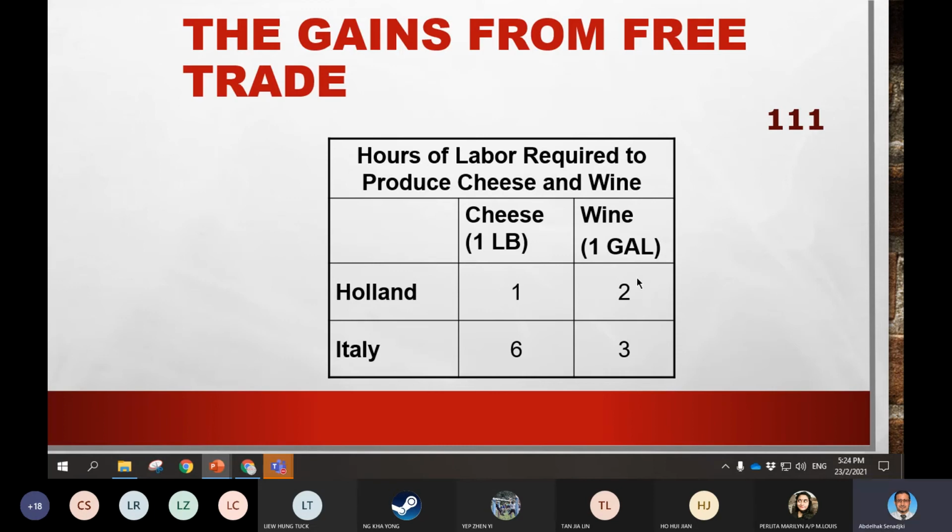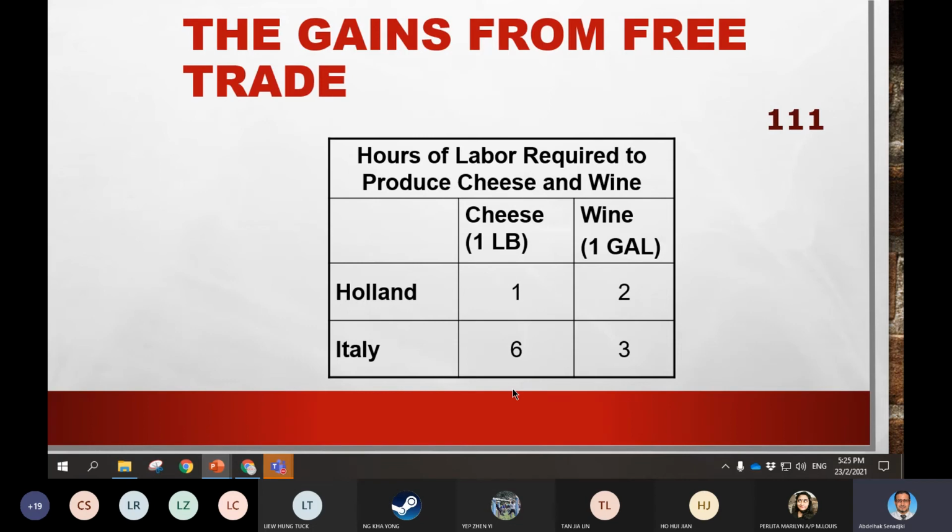Italy's cost of producing cheese is twice its cost of producing wine. Here it is half, but here it is 1 over 2. In order to produce cheese, it needs 6 hours, and in order to produce wine, it needs 3 hours. So divided by 3, we will have 2, 1. 6 over 3 is 2, right?